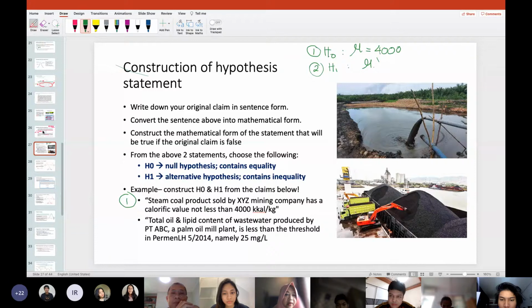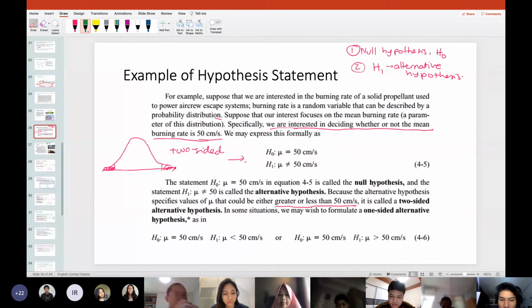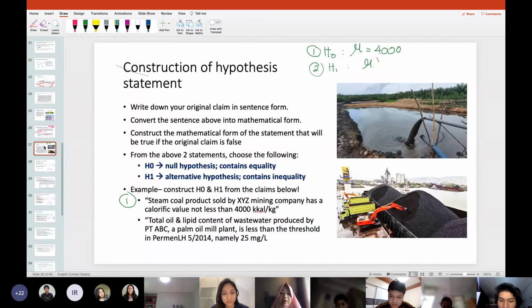So if we go back here, H1 contains the alternative hypothesis. So what is the alternative hypothesis in here? Not equal to 4,000, Miss. Not equal, okay. The others? Less than 4,000 and more than 4,000.